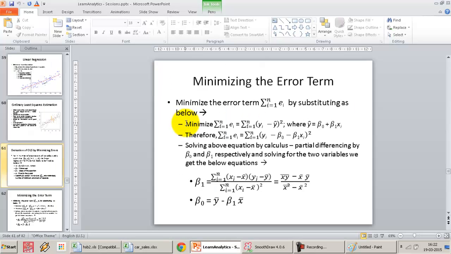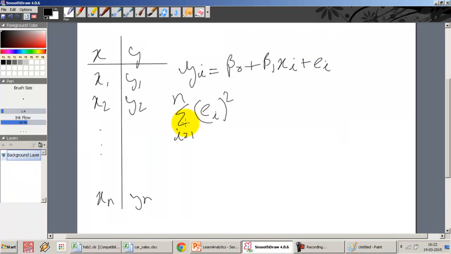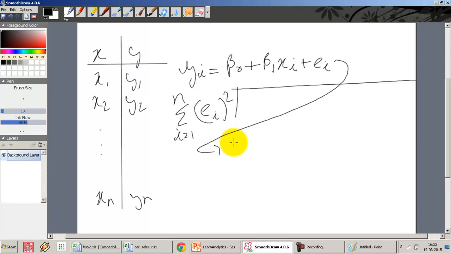So let's bring the error term onto the left hand side and the equation on the right hand side. If this is the equation that we want to minimize, how do I get the error term on the left hand side? Let's start off with this equation itself. I know that yi is equal to beta naught plus beta 1 xi plus ei.